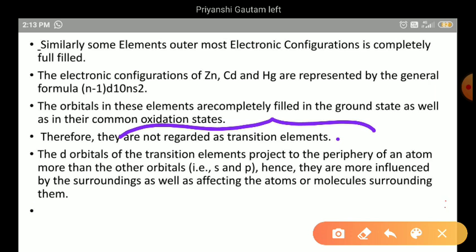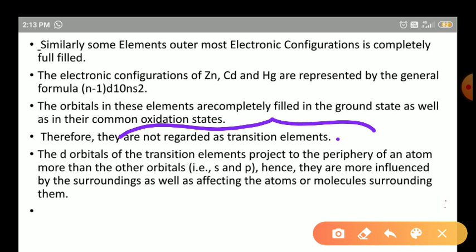Because these elements cannot show the transition property, the electrons cannot be jumped from lower energy to higher energy levels. They cannot show the transition property. So that's why they are called non-transition elements.